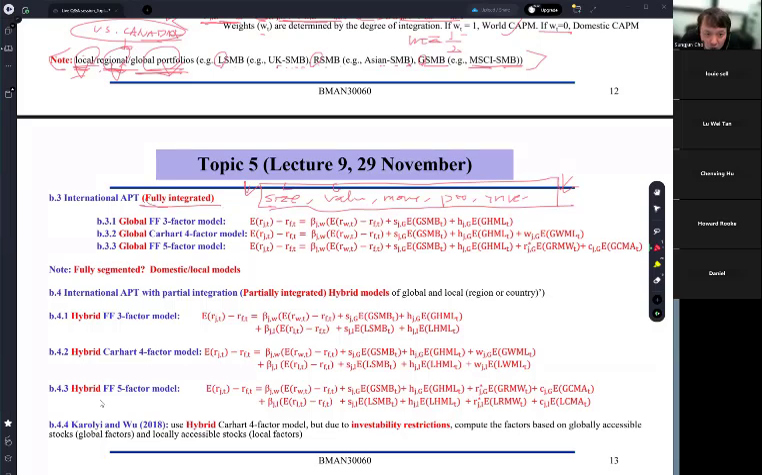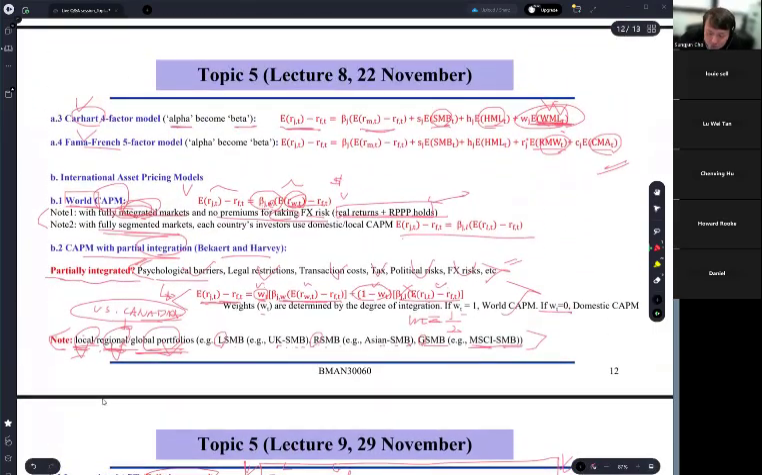So if you assume a fully integrated market, I told you this is a very important intuition. In a fully integrated market, we're going to use global world CAPM. In a fully segmented market, each country will use domestic or local CAPM. Now, hybrid market, when I say hybrid, which means partially integrated, partially integrated world, we're going to use weighted average, right? This intuition still holds.